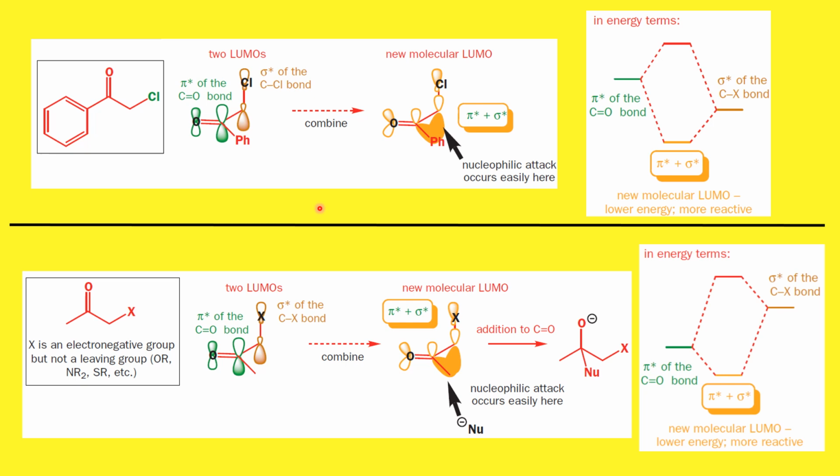The same thing happens when, instead of a good leaving group, you have an electronegative atom like OR, NR or SR attached to the carbonyl. Whenever it is attached, the same thing happens. When this carbonyl and this C-X are perpendicular to each other, they combine to form a new LUMO which is of lower energy, because of which the nucleophile can attack very easily.